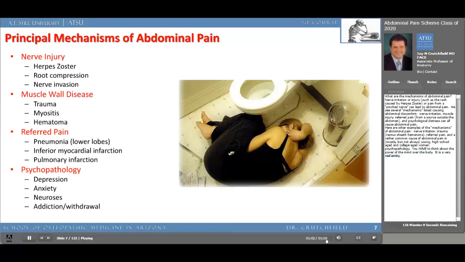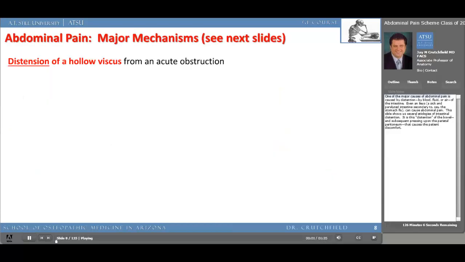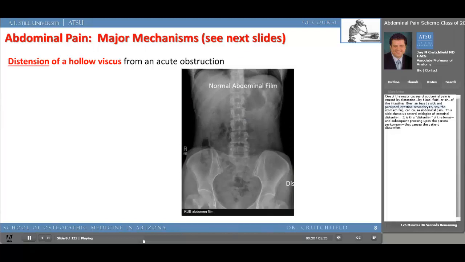One of the major causes of abdominal discomfort is caused by distension, by blood, fluid, or air of the intestines. Even an ileus means a sick and somewhat paralyzed intestine, secondary to, say, the stomach flu. But even an ileus can cause abdominal pain. This slide shows us several causes of intestinal distension. It is this distension of the bowel and the subsequent pressing upon the parietal peritoneum that causes the patient discomfort.